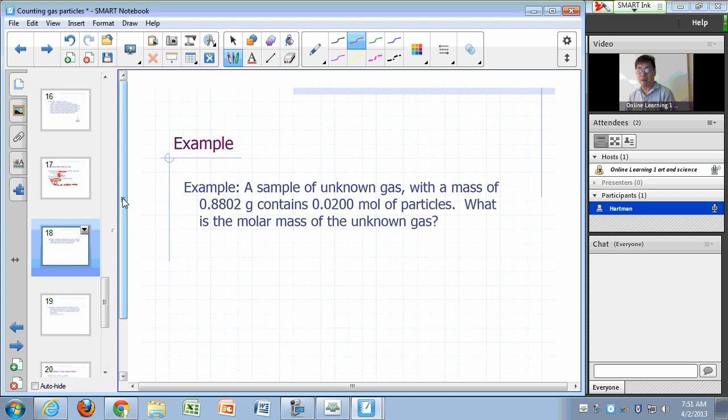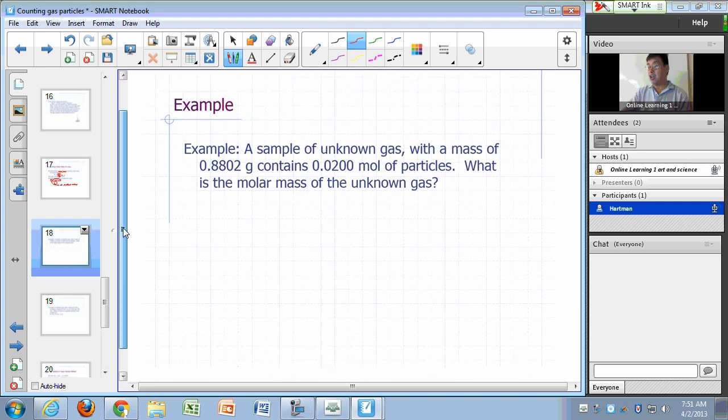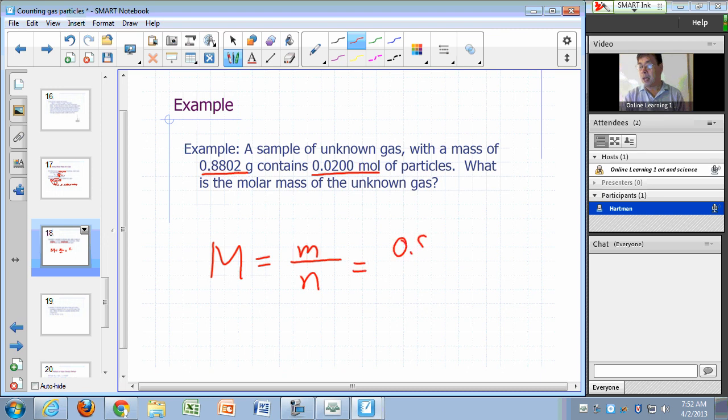A simple example. Let's say you have a sample of unknown gas with a mass of 0.8802 grams. And let's say you measure the pressure, volume, and temperature of this gas, and you solve for the number of moles, and you found that it's 0.0200 moles in that sample. And what's the molar mass of the gas? Molar mass is just mass divided by moles. So this is going to be 0.8802 grams divided by the number of moles, which is 0.0200 moles.